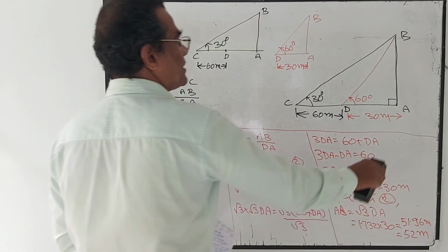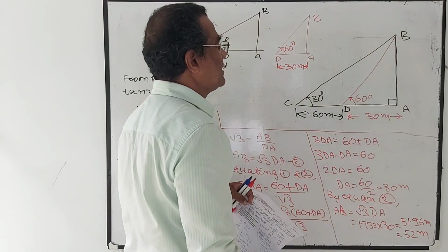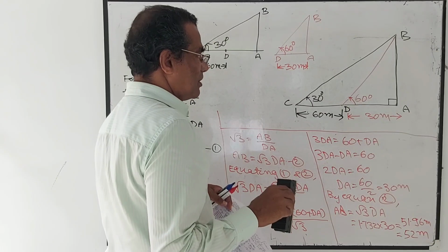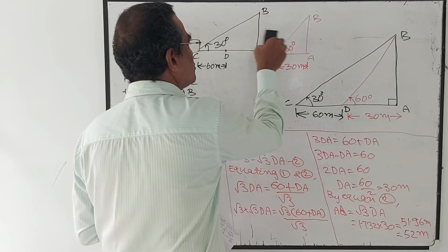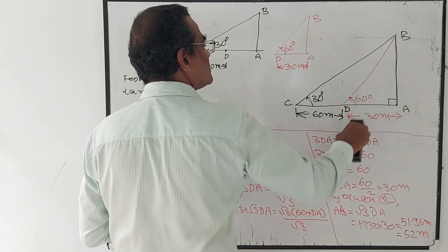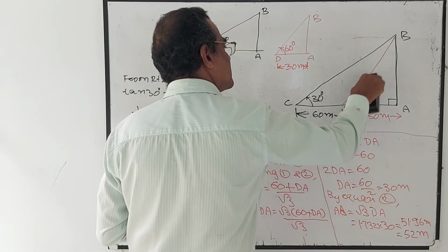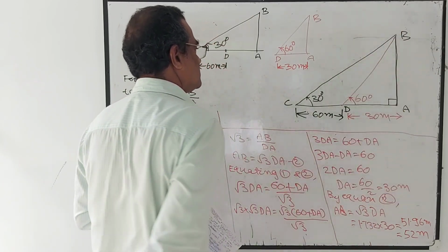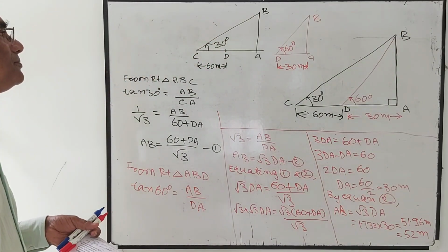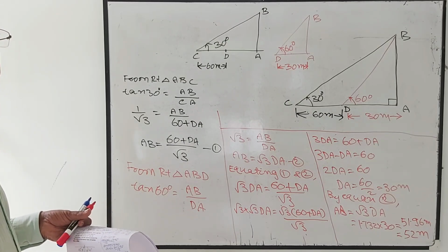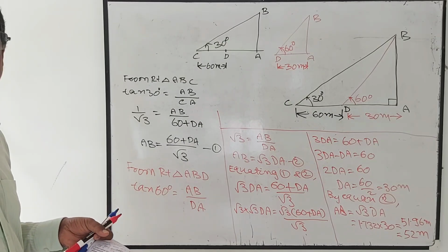So we are asked to find out AB. For finding AB, we need this distance, and that distance we found out by considering these two triangles separately. So we got this distance. Then we consider this triangle and found out the height. So all these problems are either to find the height or the distance.